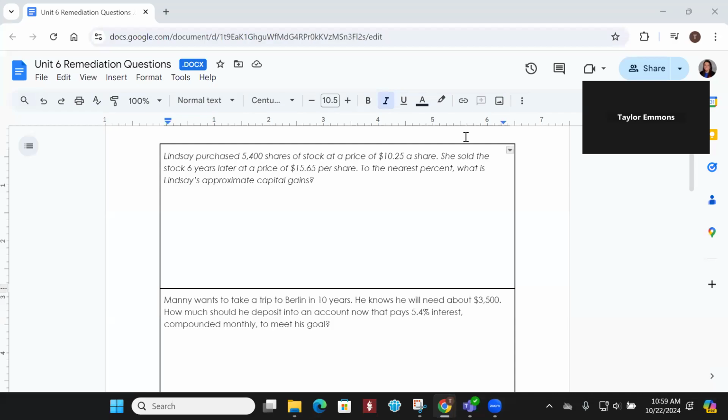Okay, so Lindsay purchased 5,400 shares of stock at a price of $10.25 a share. She sold the stock 6 years later at a price of $15.65 per share. To the nearest percent, what was Lindsay's approximate capital gains?